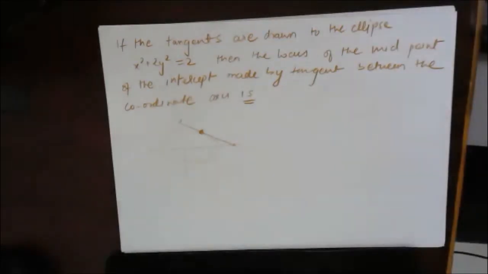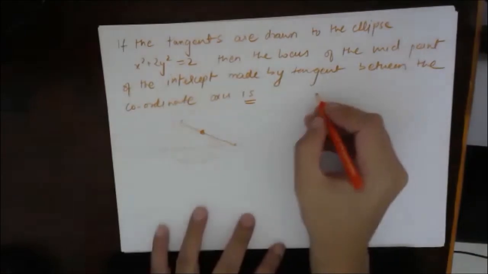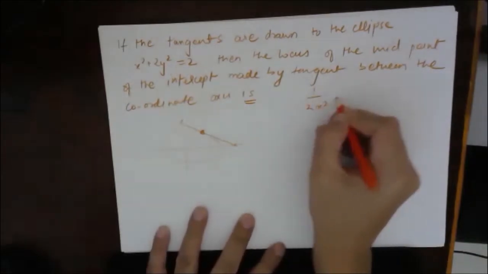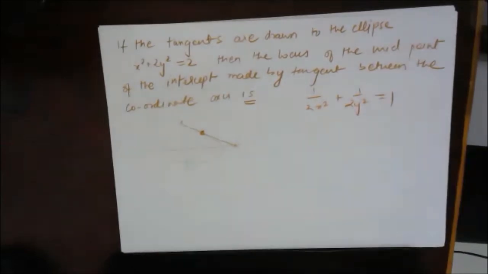X square minus 2y square is equal to 1. Okay, just let me check. You will get 1 by 2x square, and 1 by 2y square. The answer will be 1 by 2x square plus 1 by 2y square equals 1. Just check it once again.